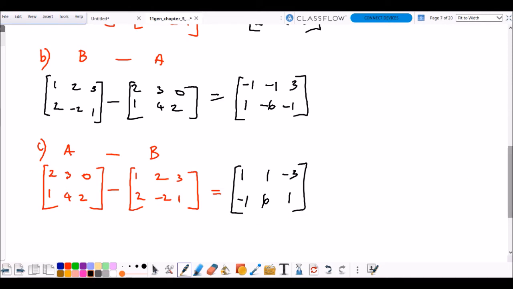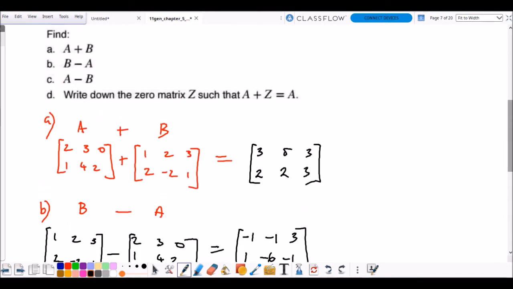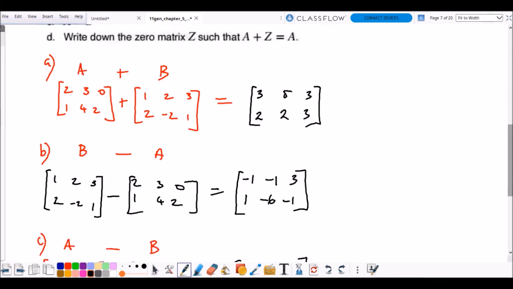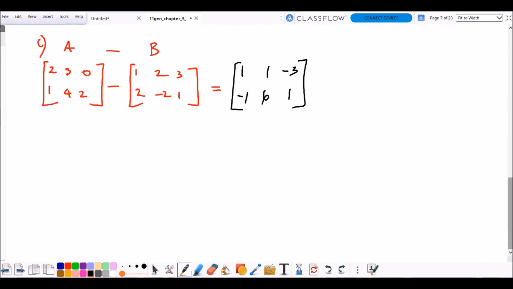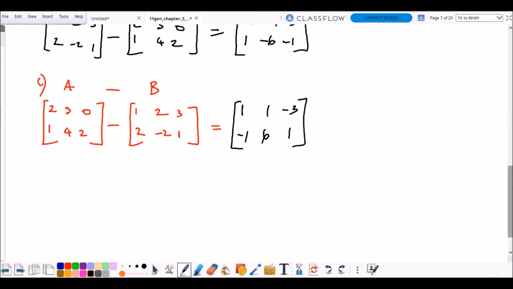The last one there is saying write down a zero matrix Z so that when you go A plus Z, it still equals A. So it's basically saying everything plus 0. So as a matrix, for part D, the question is saying write down matrix Z. What's matrix Z going to be so that A plus Z is A again? So you want 0, 0, 0, 0, 0. What you want is A plus Z, and you want it to equal A.